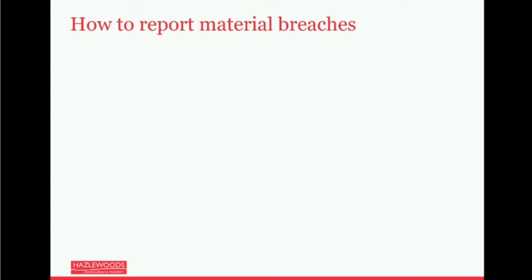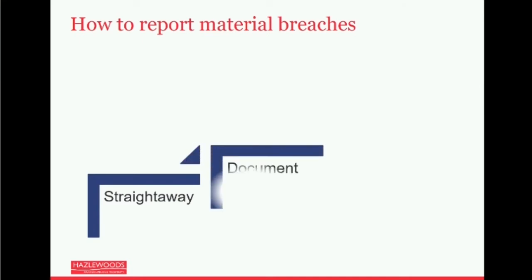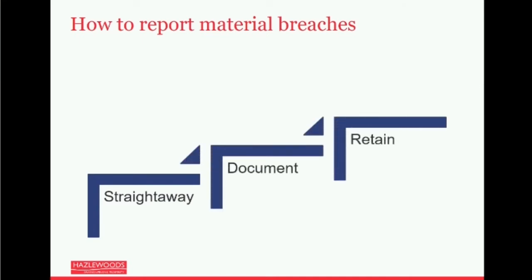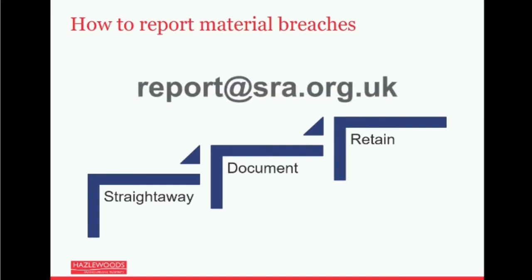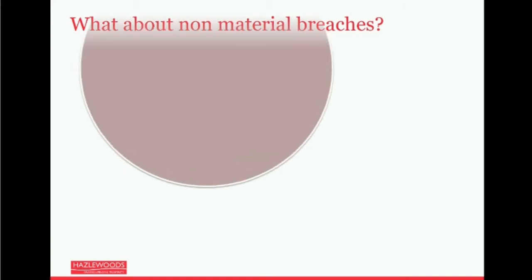How do we report material breaches? Material breaches should be reported straight away. The COFA should document that the breach was reported and retain all correspondence, including receipt confirmation from the SRA and any response. The SRA has a dedicated email address, which is report@sra.org.uk. What about non-material breaches?